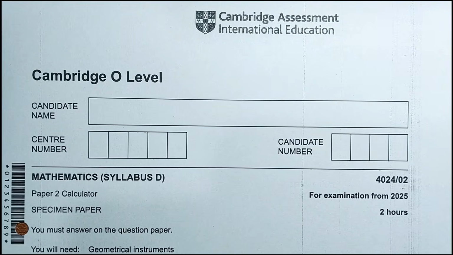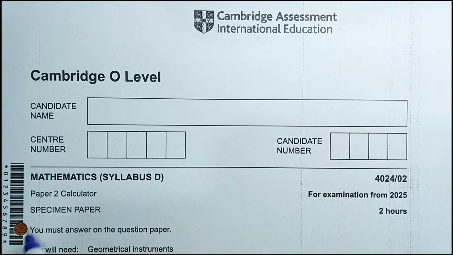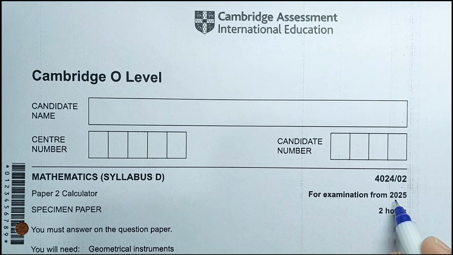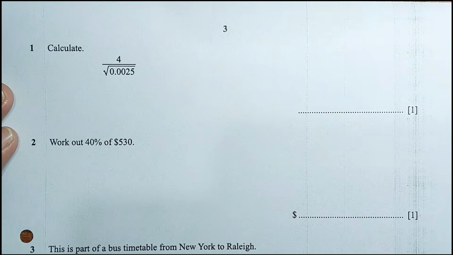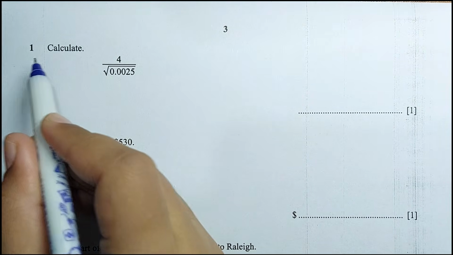Hi everyone, in this video I'm going to solve Cambridge O-Levels Mathematics Specimen Paper 2 for examination from 2025 onwards. Okay, so in this paper you are allowed the calculator. Let's start with question number 1.